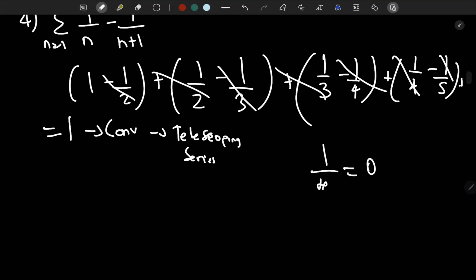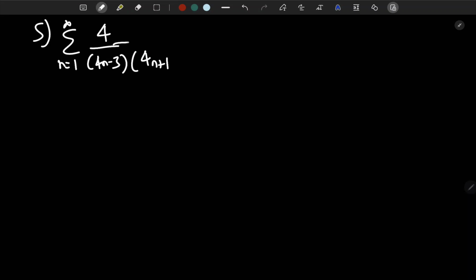So now let's look at two more examples, and I won't be solving them. I will leave it to you guys, and you can put the answer in the comment section, and I'll recheck it and let you know. So question 5 is again a similar example to the last example. You have sigma n is equal to 1 all the way to infinity, and we have a partial fraction over here, so it's going to be 4 over (4n minus 3) times (4n plus 1), and you need to solve this using partial fractions first and then seeing the pattern.